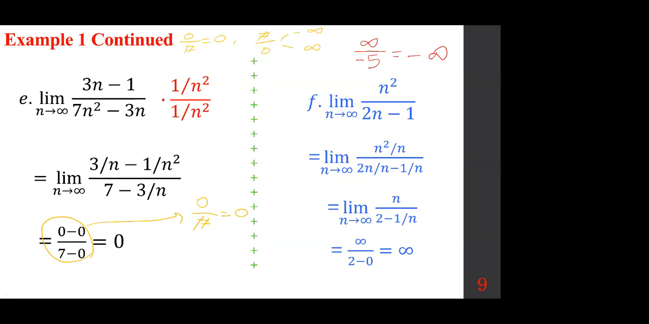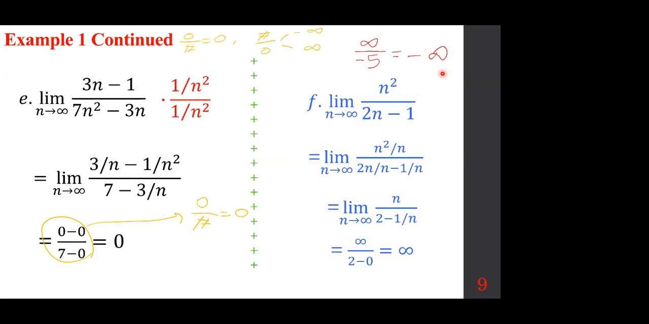If you look at what we did here, the denominator was positive too. Positive over positive is positive. But this one, positive over negative is negative. So be very careful with the sign, everybody.